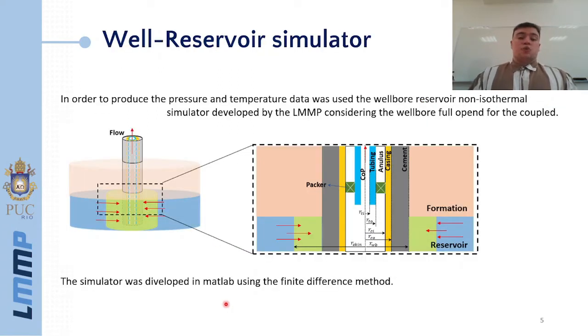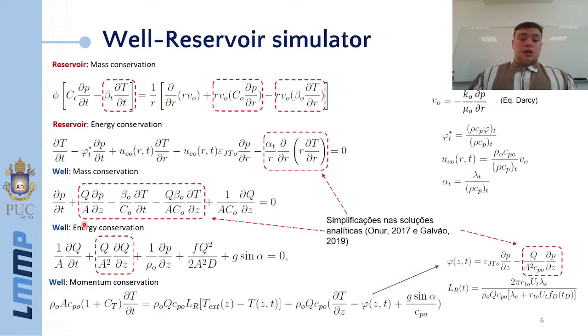A non-isothermal well-reservoir simulator was used to build a set of simulated data. The LMMP group from PUC-Rio developed this numerical simulator using the finite difference method. It consists of a wellbore coupled with a 1D cylindrical reservoir for a single-phase fluid flow. Here is the set of equations solved by the simulator, which contains the reservoir mass and energy conservation, and the well mass, energy and momentum conservation.